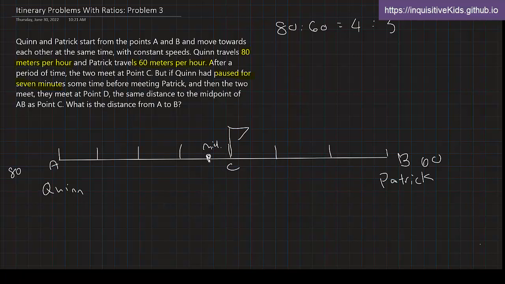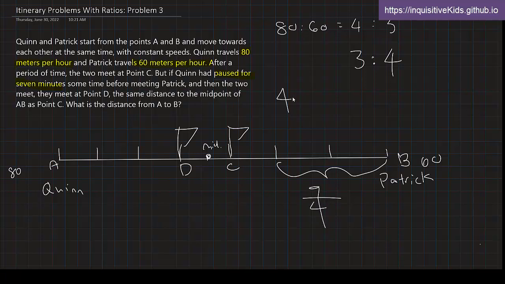And then it says, if Quinn had paused for 7 minutes sometime before meeting Patrick, and then the two meet at point D, which is the same distance to the midpoint of AB as point C. So that would be over here, and this would be D. This is point C, this is point D. And look, for this second time right here, Patrick was the one who did 4 units, and Quinn only traveled 3 units. So from here to here, Patrick had went 9/4 of a unit.